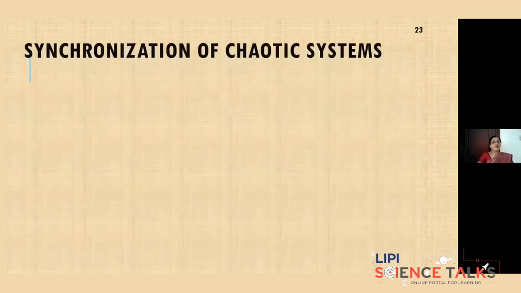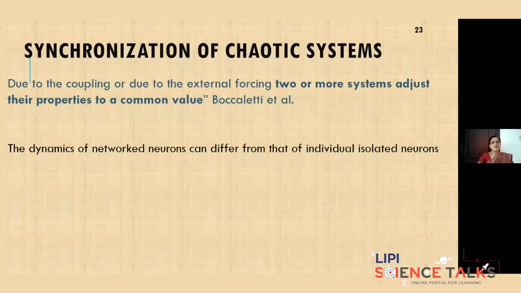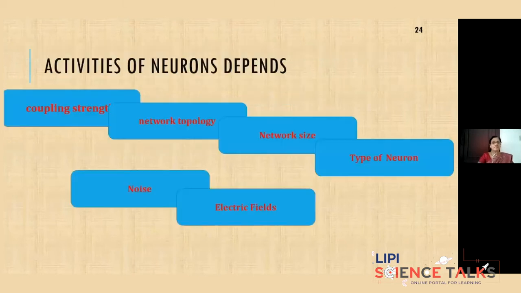Now, when two neurons are coupled together, there may be synchronization. That means one neuron may follow the other neuron. That means some properties may converge to a common value. And that means networked neurons can differ from the individual neuron. So not only do we have to study the isolated neuron, but the behavior of the neurons in the network must also be studied. Now, the activities of the neurons or neural network depend on the coupling strength, network topology, network size, type of neurons and type of networks, noise, and electric fields. All these are to be considered when we consider the neural network.